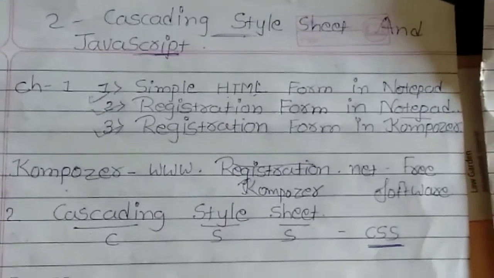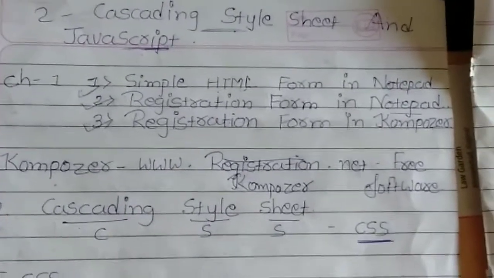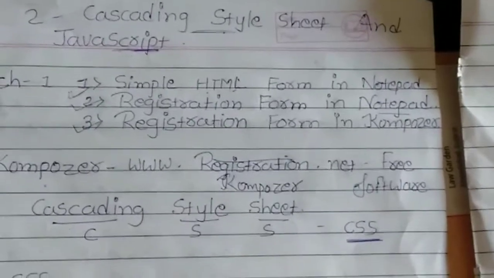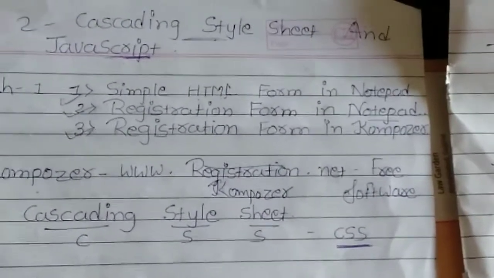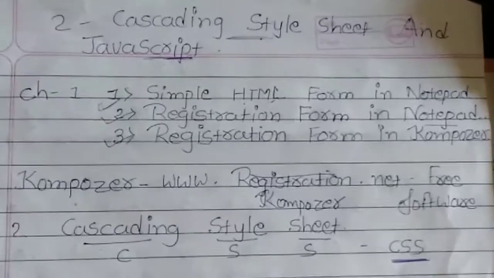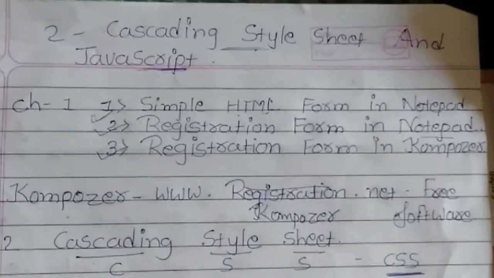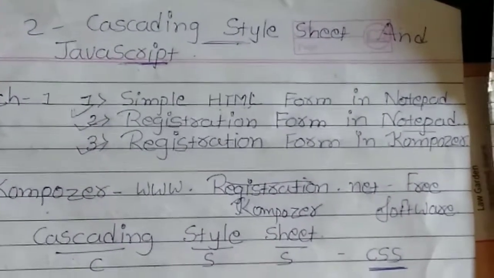So our first chapter is over. In our first chapter we have already created the registration form in Notepad and Composer also. In our second chapter, the name of the second chapter is Cascading Style Sheet and JavaScript.